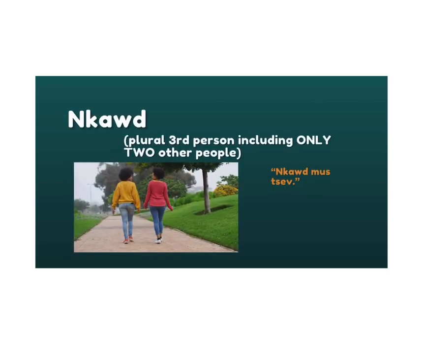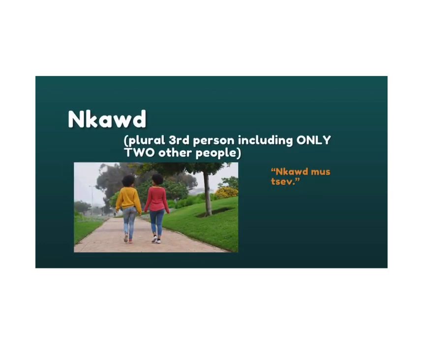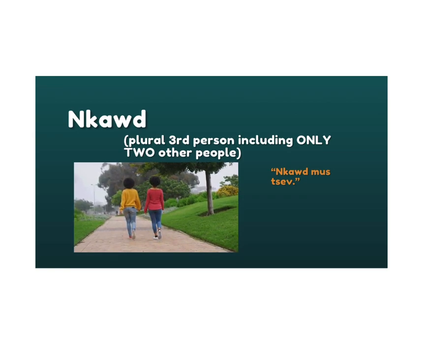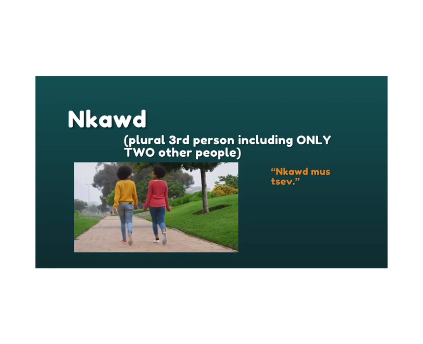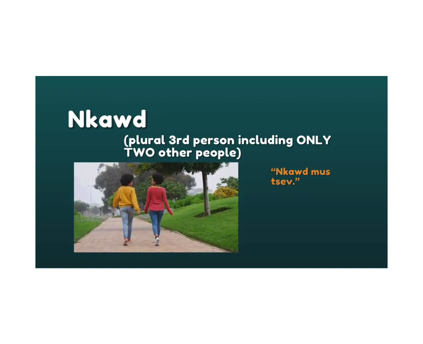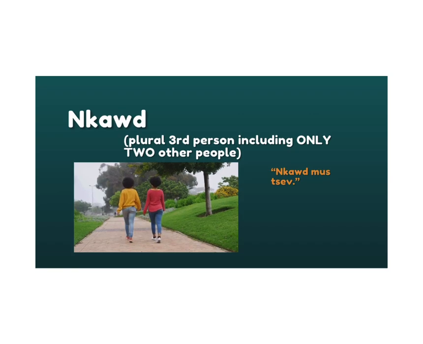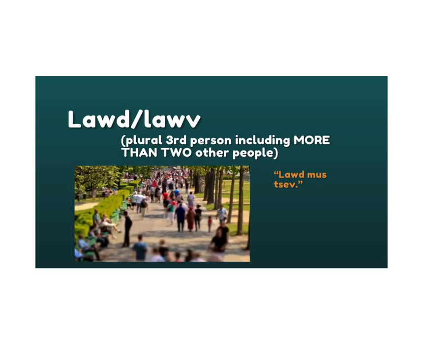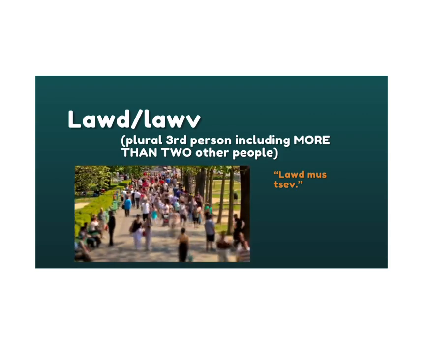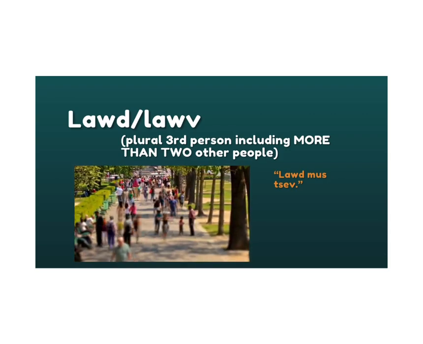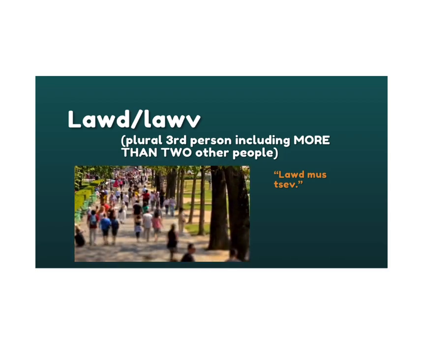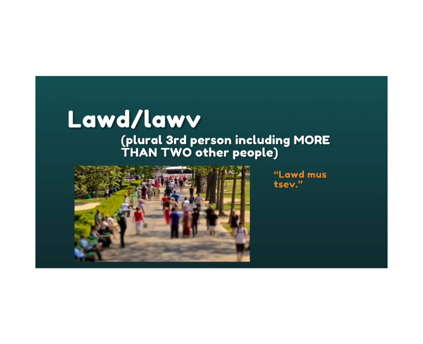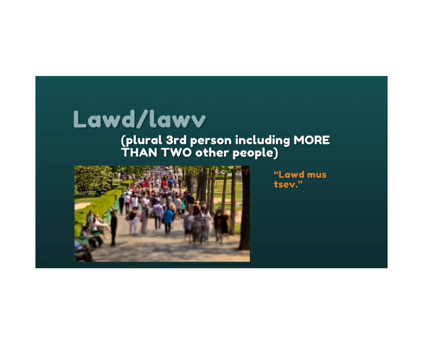In this case, if you are referring to 2 other people that are not in the conversation with you, or if you are just observing 2 other people, you would say go. In this case, go muche, those 2 are going home. Now, if you're talking about a group of people, more than 2, again, it could be 3 people, it could be 5 people, it could be 100, 1,000 people, then you would say lao. In this case, lao muche, they are going home.